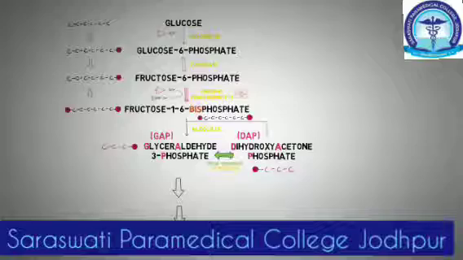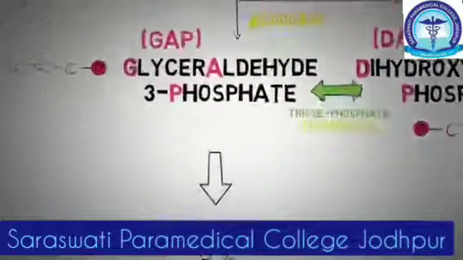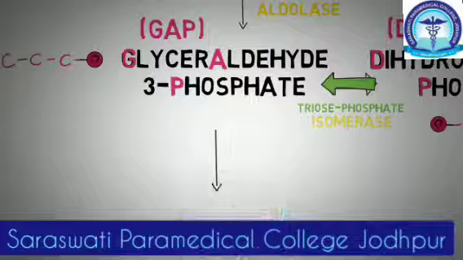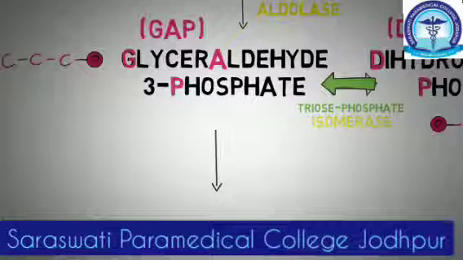This isomerization results in the net production of 2 molecules of glyceraldehyde 3-phosphate from the cleavage of 1 molecule of fructose 1,6-bisphosphate. The preceding steps in glycolysis have transformed 1 molecule of glucose into 2 molecules of glyceraldehyde 3-phosphate. We now come to a series of steps that harvests some of the energy contained in glyceraldehyde 3-phosphate.